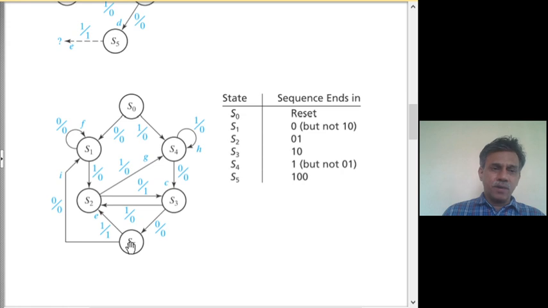And in S5, so that is 1 0 0. If 1 occurs, the pattern is complete, but if a 0 occurs, it means that 1 followed by 3 zeros. There is nothing to correspond with this sequence with any pattern that we are looking for. Only thing we have to remember is that there is a 0 at the end. That can be the first 0 of the pattern 0 1 0. That is, we have to go back to S1.